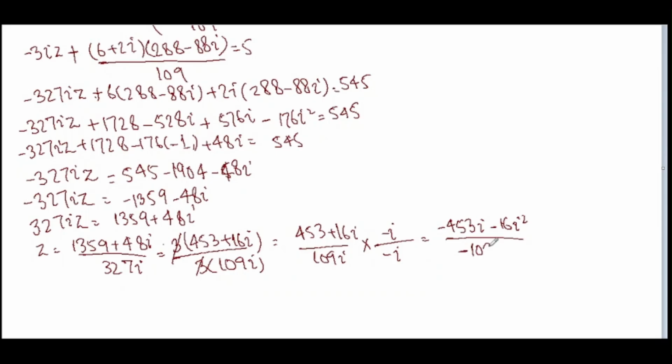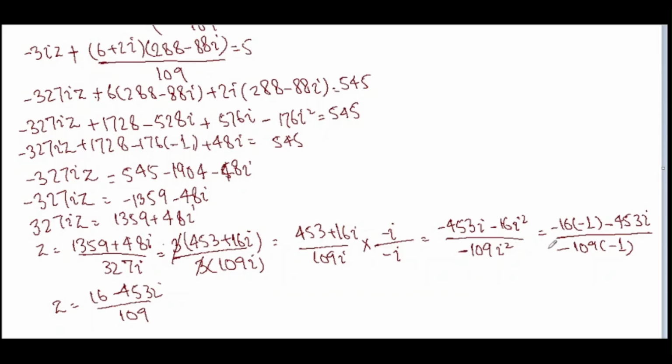Minus as it is, then 109 also as it is, and iota squared equals minus 1. Minus 16 into iota squared gives us plus 16, minus 453 iota remains as it is, whole divided by minus 109 into iota squared, which gives us 109. Now z equals (16 minus 453 iota) whole divided by 109. This negative and negative sign makes it positive, and this is your final answer for z. So I'm going to enclose it in a rectangle, and this is your answer.